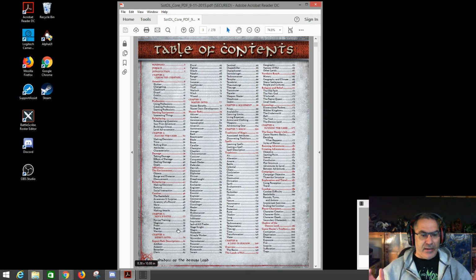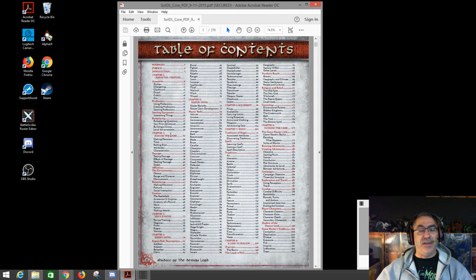Okay, so in the expert paths, you have several to choose from. I'm just going to list these off. I'm not really going to go into a whole lot of detail on these other than just to name them. So you have an artificer expert path, you have an assassin, a berserker, a cleric, a druid, a fighter, an oracle, a paladin, a ranger, a scout, a sorcerer, a spellbinder, a thief, a warlock, a witch, and then a wizard. And those make up all of your expert paths that are in the core rulebook.